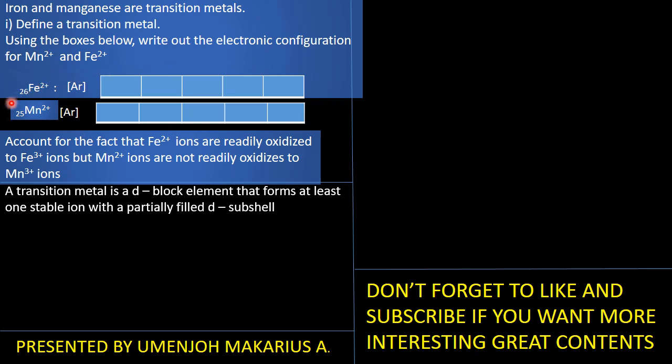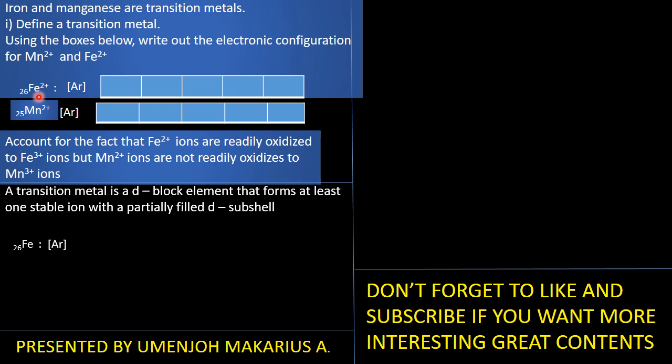The next part wants us to write the electron in box configuration of iron 2+ and manganese 2+. Though it is not the demand of the question, I want us to start by looking at the electron in box notation of the iron element and that of the manganese element. From there we can get that of iron 2+ and manganese 2+. In the exam, all you need to do is go straight to manganese 2+ and iron 2+, but I want people to understand it so well. That's why I'm doing this.